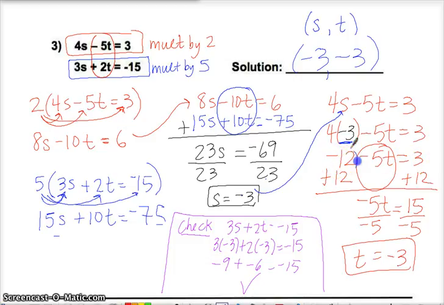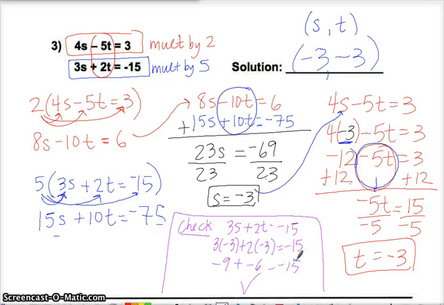I add 12 to both sides. I bring down my -5t. 3 plus 12 is 15. Divide each side by -5. So I get t equals -3. So my answers are -3, -3. If you want to do a quick check for your answer, there you have it. I did, it works. So therefore I know that it's correct.